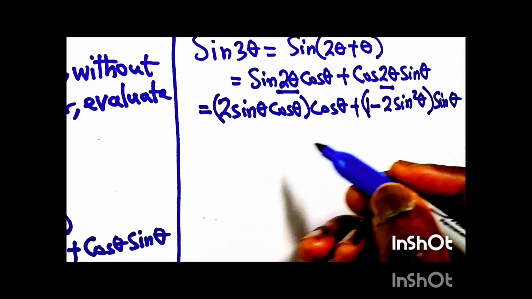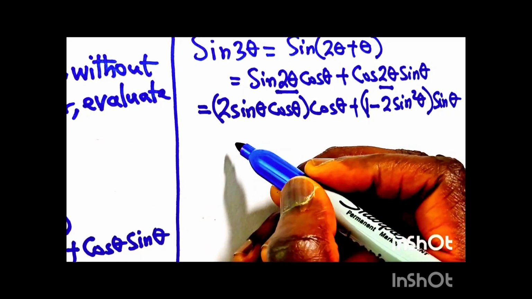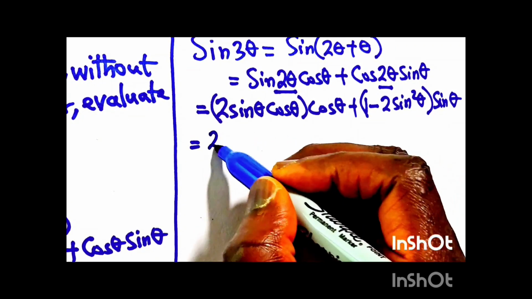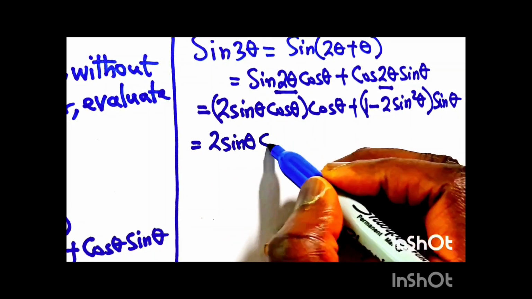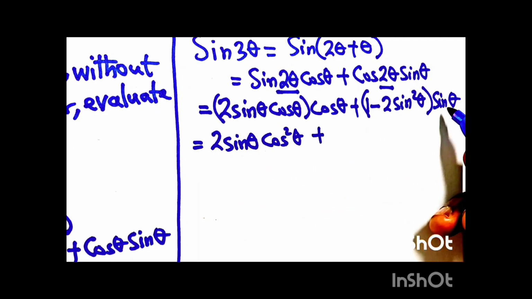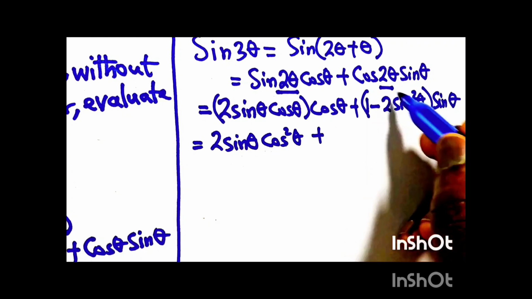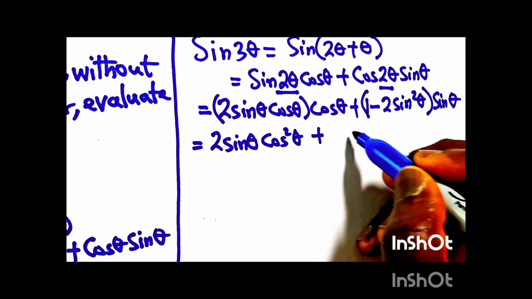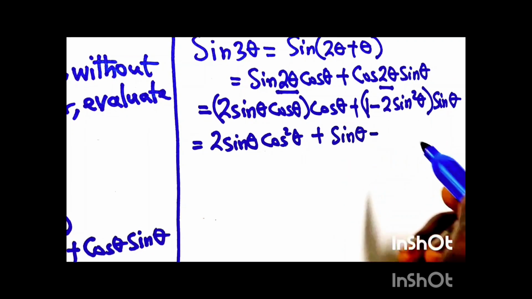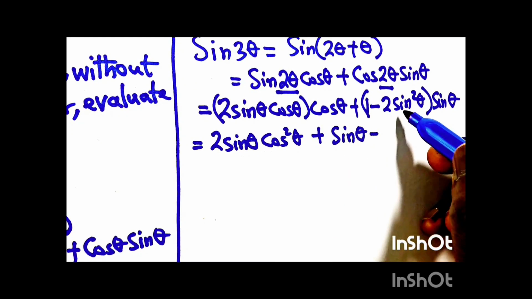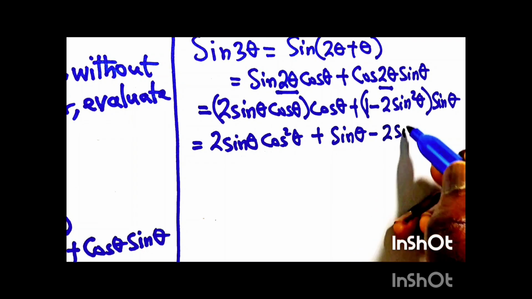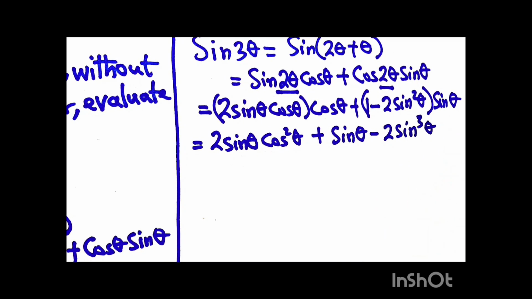So if we expand this, we're going to have 2 sine theta cos squared theta, plus, I'm going to use this sine theta to expand the one in the bracket here. So I'm going to have sine theta times 1 gives us sine theta, and if we use this to expand 2 sine squared theta, that will give us 2 sine cubed theta. Are we following that?